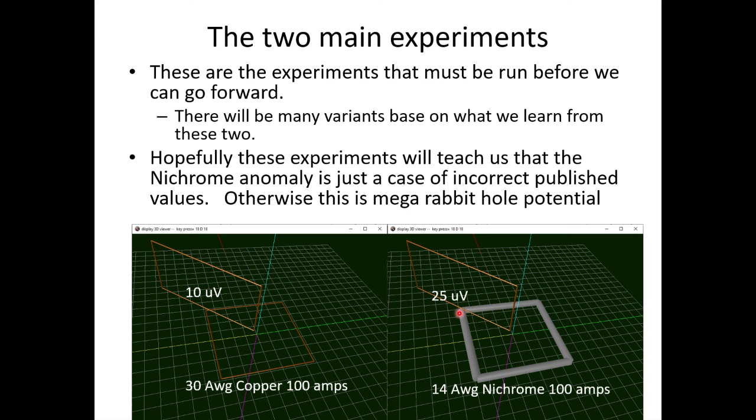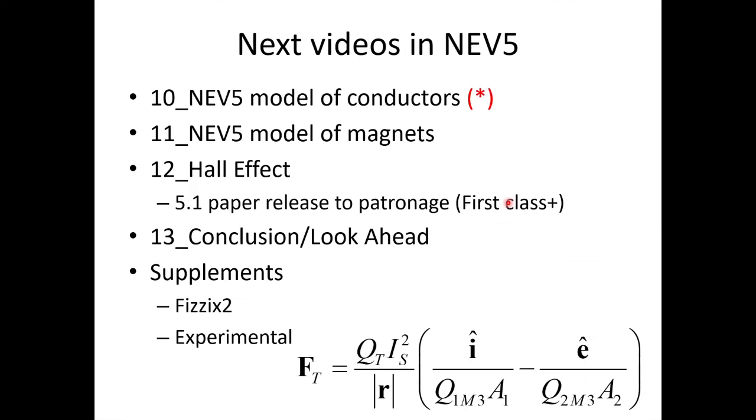So now these two experiments, depending on what we get, are going to probably lead to many variants based on what we learned from the initial two. Now hopefully these experiments will teach us that the nichrome anomaly is just a case of incorrect published values. Otherwise, this is going to be a mega rabbit hole potential. We'll see. The only thing we can do is see what we see.